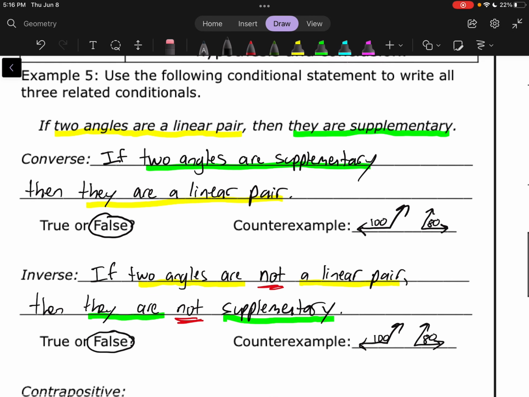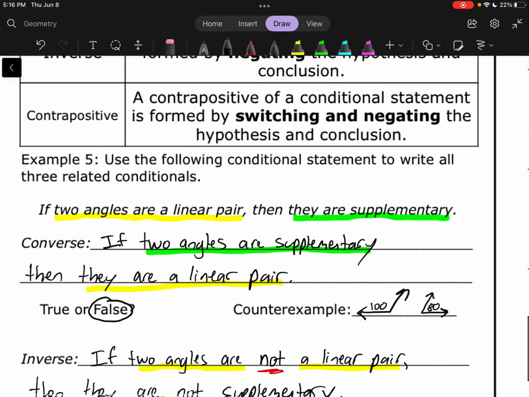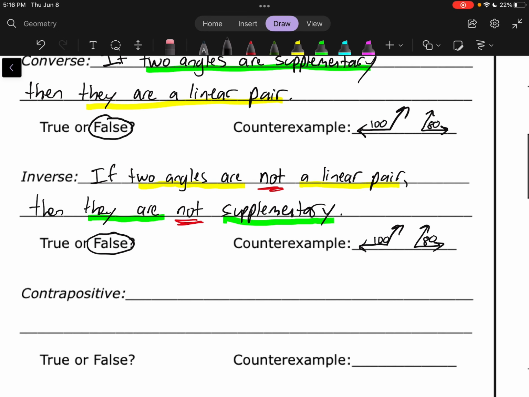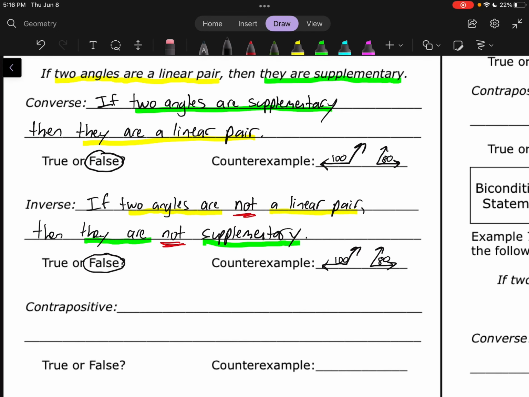So the contrapositive, this is the last one. A contrapositive of a conditional statement is formed by switching and negating the hypothesis and conclusion. We're doing both of the things that we just talked about. Okay, we're switching and negating. So for that one, let's do if two angles are not supplementary. Remember, we're putting the supplementary part up front.